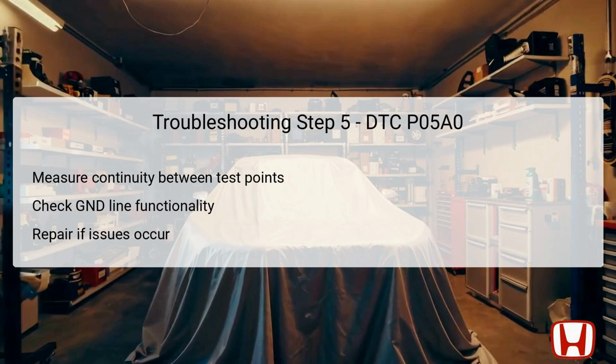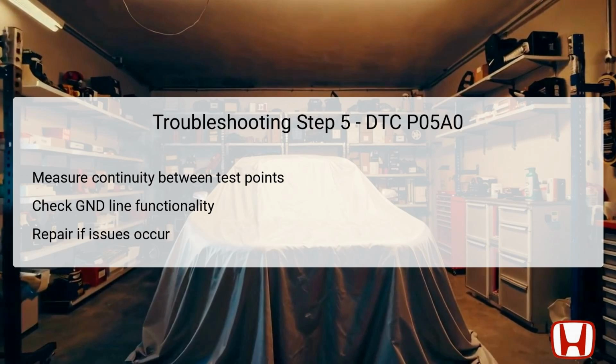To conclude the troubleshooting process, check for continuity between designated test points with the shutter grille 4P connector still disconnected. Test point 1 relates to female terminal number 4 of the connector, while test point 2 connects to body ground. Testing continuity here confirms whether the GND line is intact.